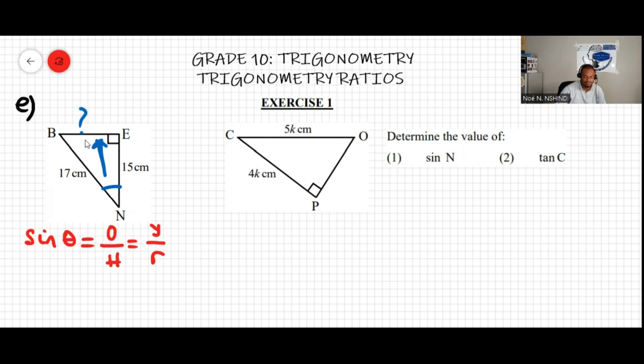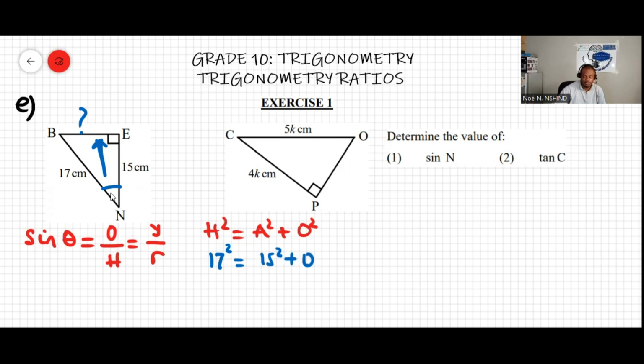We can do that by using the Pythagorean theorem, which says that h squared equals a squared plus o squared. In this case, h is the hypotenuse, 17, so we say 17 squared equals a squared, which is 15, so 15 squared. Opposite is the side that I'm looking for because it is opposite to the angle n.